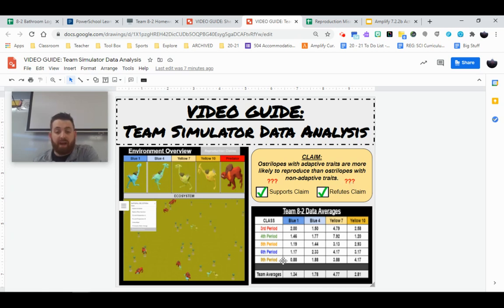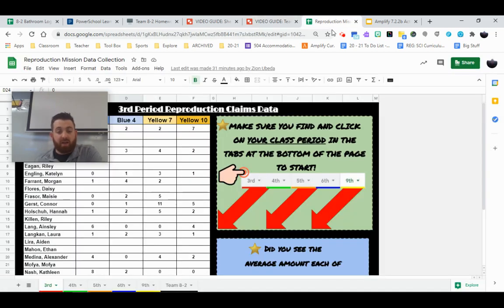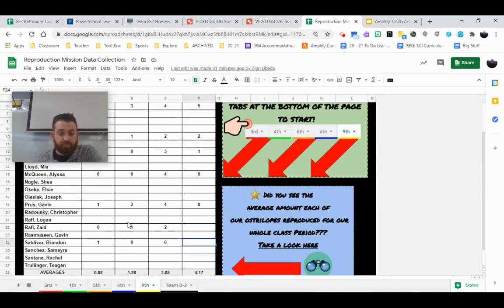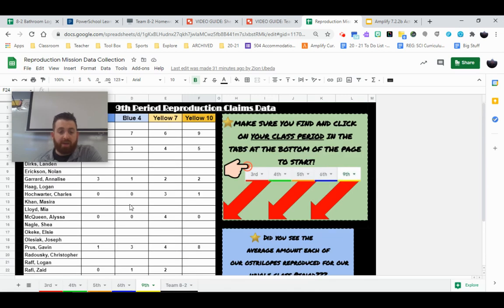Well, let's start by looking at why ninth period doesn't quite make sense. So there's a few reasons. Number 1, we have human error. We as humans obviously sometimes make errors when we collect data, or if we loaded in the wrong mission, that could lead to us having incorrect data. So let's take a look. Period 9, what do you know? We have some errors here.